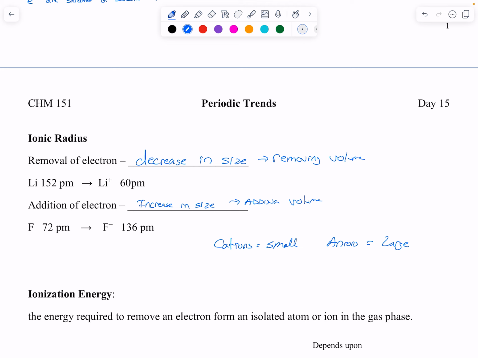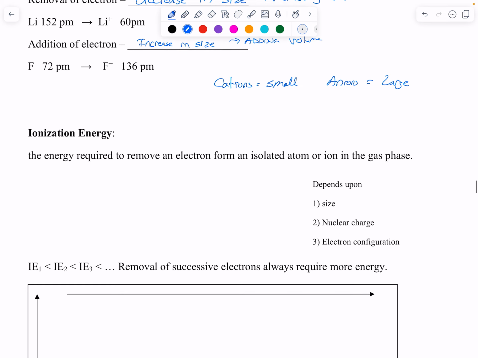All right. Next up, big one, ionization energy. This is the energy required to remove an electron from an isolated atom or ion in the gas phase. It always takes energy to remove an electron, even if the atom wants to get rid of it.